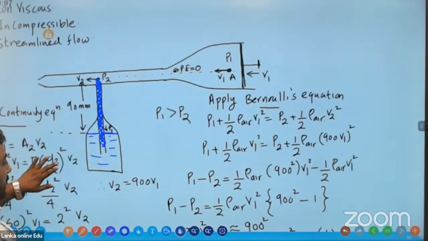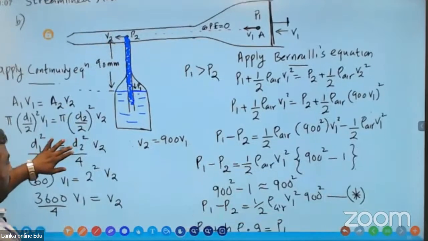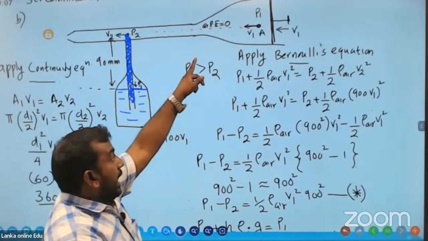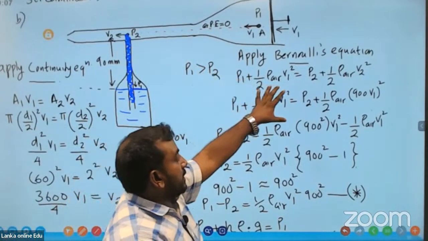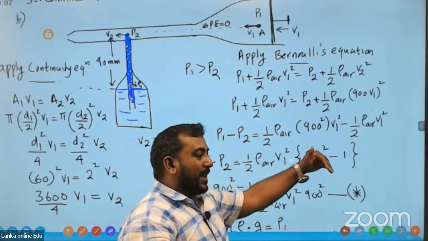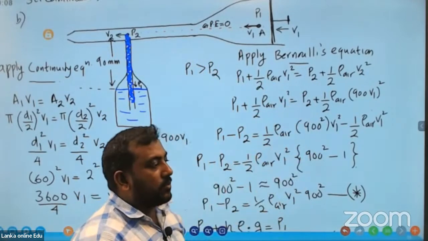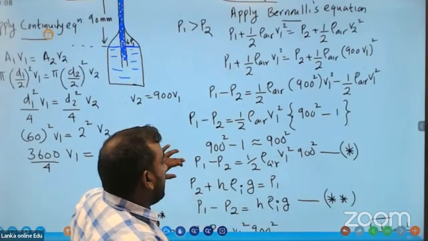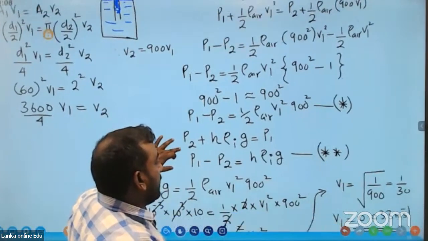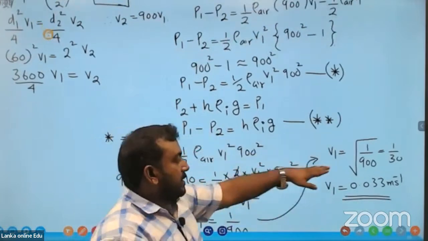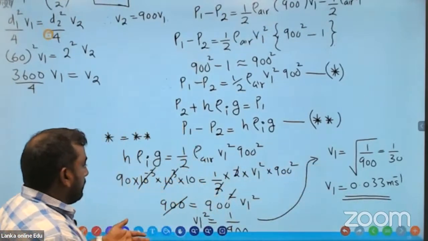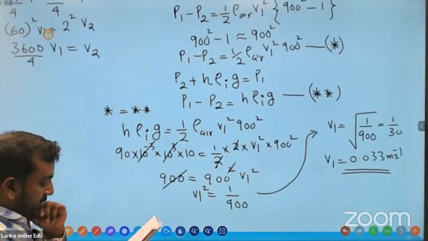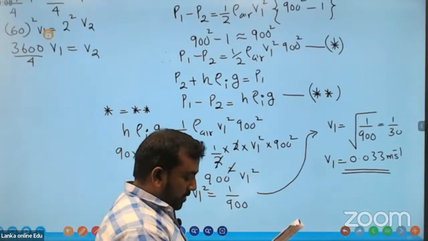So we applied the equation of continuity there and here and got a relationship. And we applied Bernoulli's equation along a single streamline. Once you reach here, you must make this approximation, otherwise the calculation will be complicated. Once you make the approximation and simplify it further, you can easily find the velocity V1. That's the velocity of the piston.